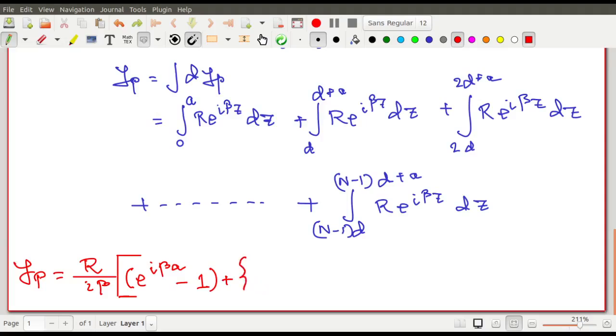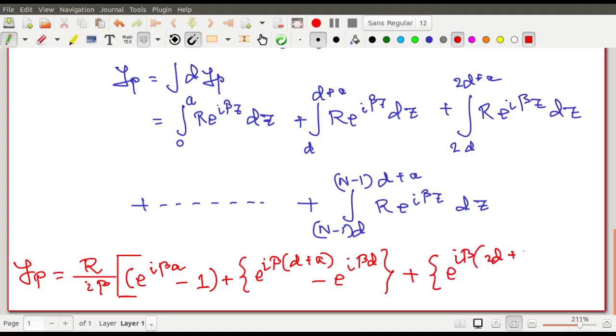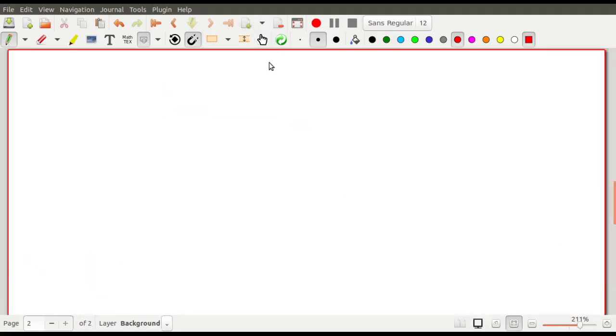I should use curly bracket, e to the power I beta d plus a minus e to the power I beta d. Got it? ঠিক আছে একদম, there is no problem. The next one, e to the power I beta 2d plus a minus e to the power I beta 2d. Third term is understandable, and now the nth term.